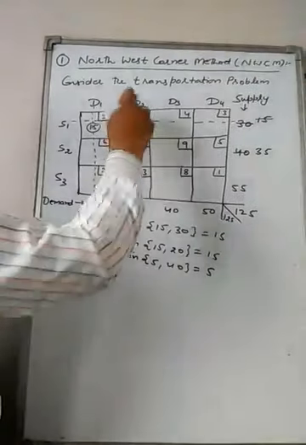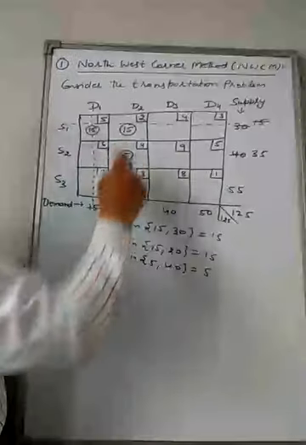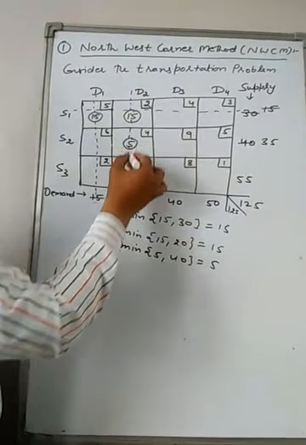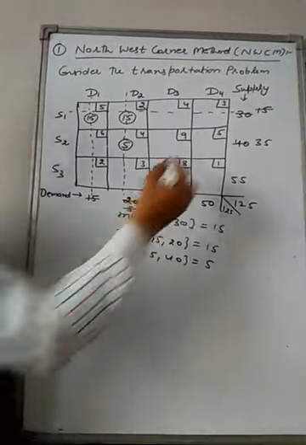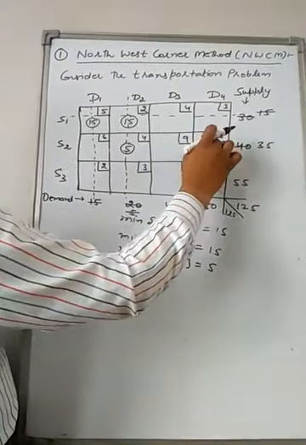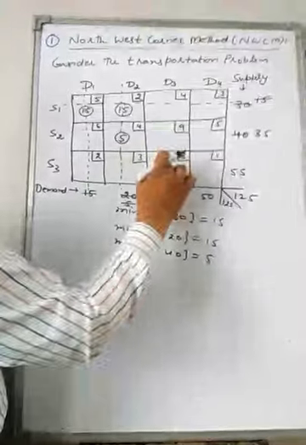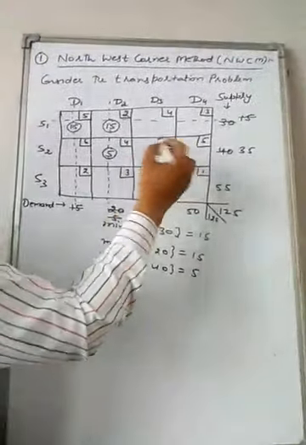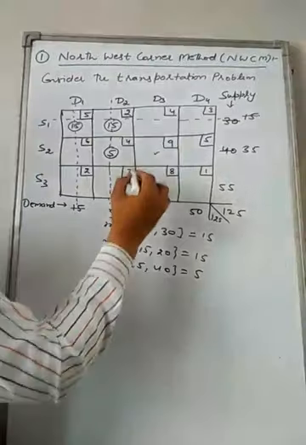As total demand is covered in destination D2, therefore we cancel out this column with the dotted lines. Now the remaining matrix is, this is the remaining matrix. Now we will again select the northwest corner. This is our northwest corner.